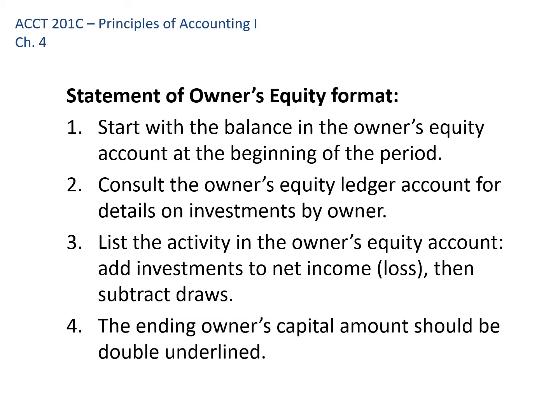The statement of owner's equity is basically, as I mentioned in Chapter 1, a reconciliation of the owner's interest in the business. So we start with the balance in the owner's equity account at the beginning of the period, and then we include what would increase it. So increases would be investments or net income. And then we would record what reduces it, which would be a net loss or draws. And then we double underline. So the final figure on each of these financial statements is always going to have a double underline under it to show this is the end of this statement.